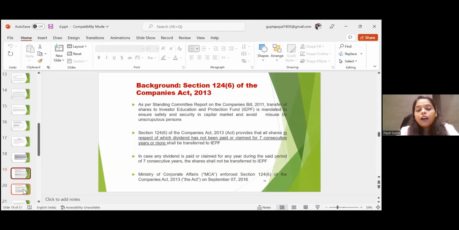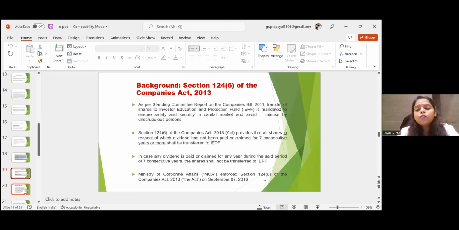So, as per Companies Act 2013 provides that all shares in respect of which dividend has not been paid or claimed for 7 consecutive years or more shall be transferred to IEPF. In case any dividend is paid or claimed during the 7 consecutive years, the share shall not be transferred to IEPF. Again the concept is there कि 7 साल consecutive होना चाहिए.